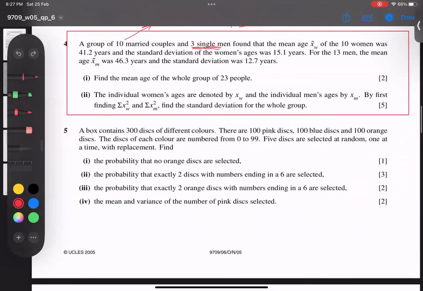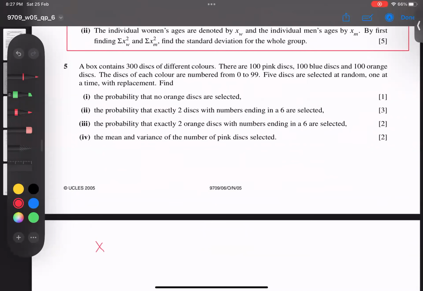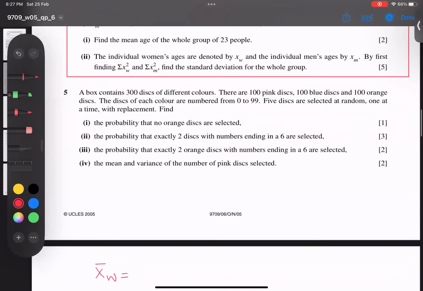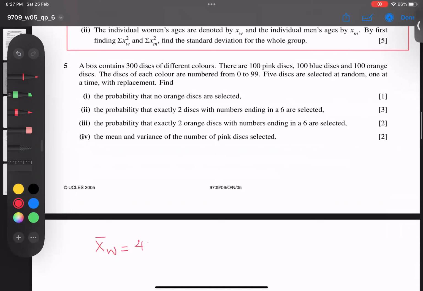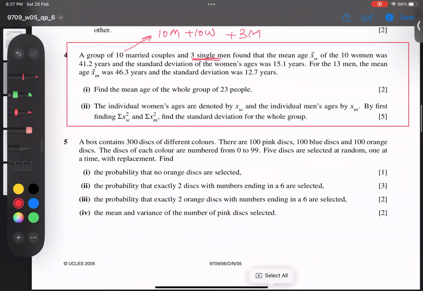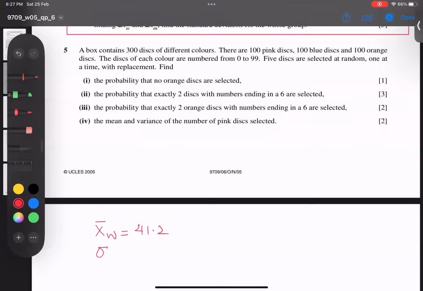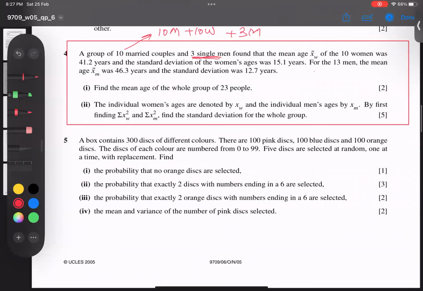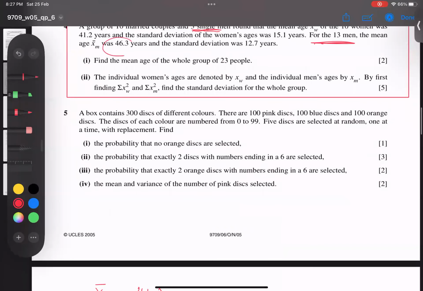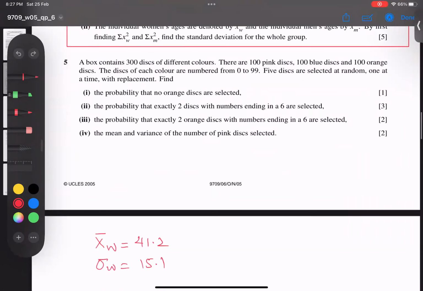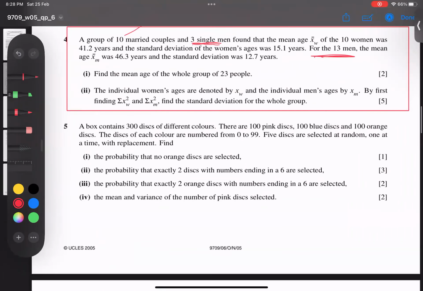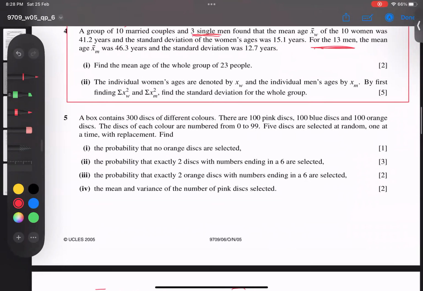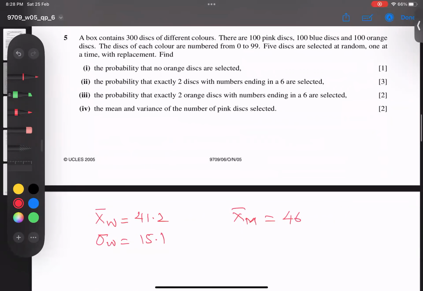Mean age of the 10 women is 41.2. This bar stands for mean. The deviation of the women is 15.1. And for the 13 men, the mean is given as 46.3 years.